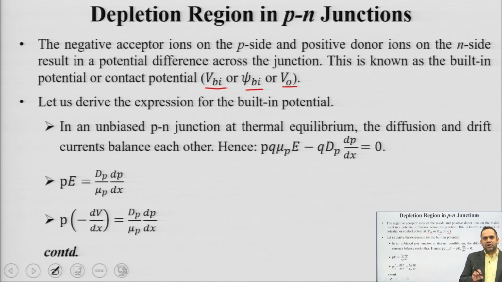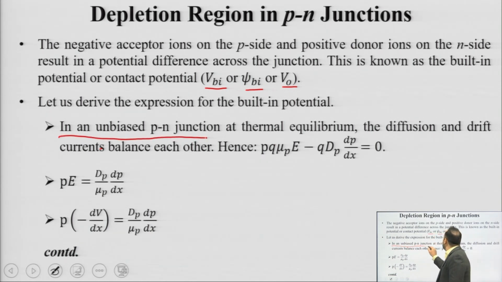Till now we have not applied any voltage or bias to the PN junction. So, my PN junction is currently in an unbiased condition. It is at thermal equilibrium. So, net there should be no current flowing across. But diffusion was taking place, and it created an electric field, so a drift current can happen. So, there can be a diffusion current as well as a drift current, but because it is unbiased and at equilibrium, these two currents should balance each other.